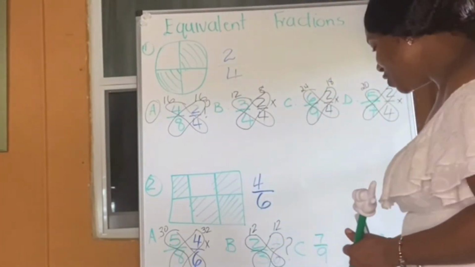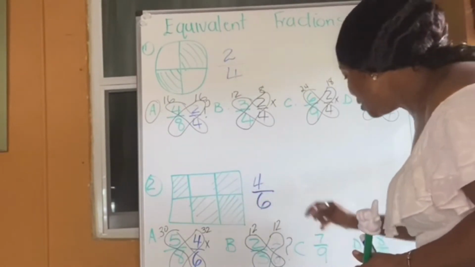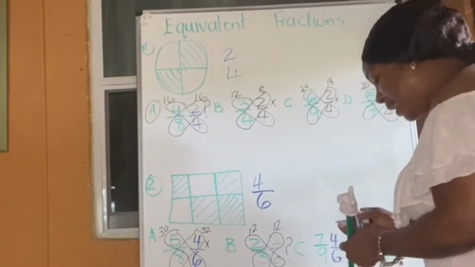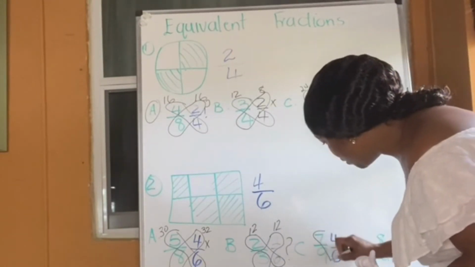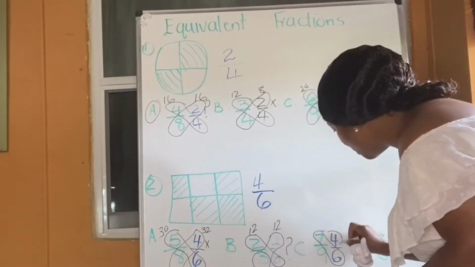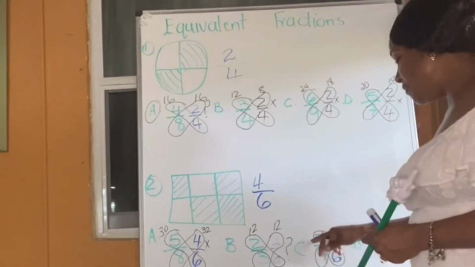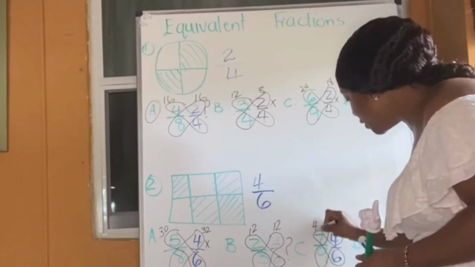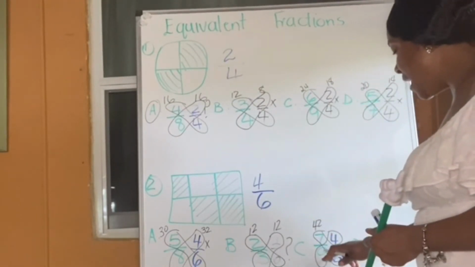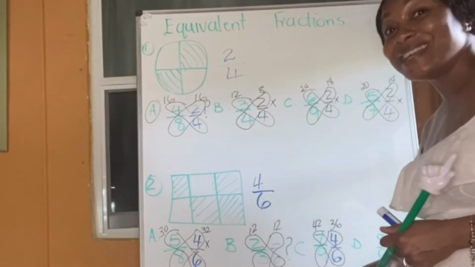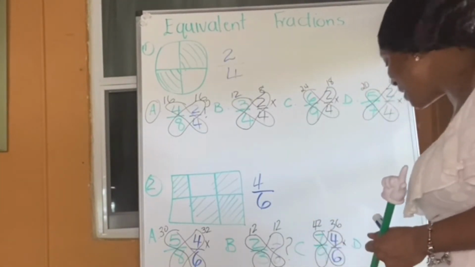Let's look at answer choice C. So again, we're putting 4/6. And then we are going to use our butterfly method. So it's 7 and 6 and 9 and 4. 7 sixes, that's 42. And 9 fours, that's 36. They are different, so it's not correct.